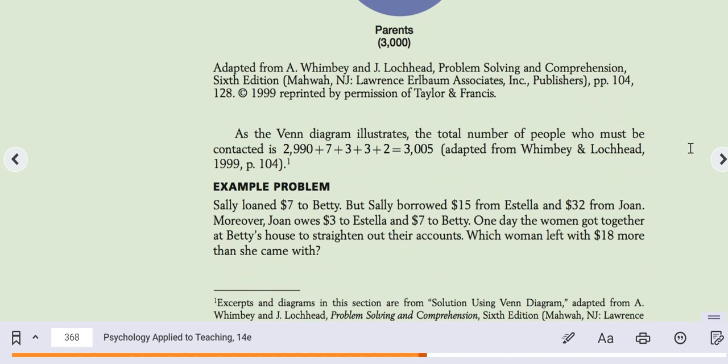Example: Sally loaned $7 to Betty, but Sally borrowed $15 from Estella and $32 from Joan. Moreover, Joan owes $3 to Estella and $7 to Betty. One day, the women get together at Betty's house to straighten out their accounts. Which woman left with $18 more than she came with?